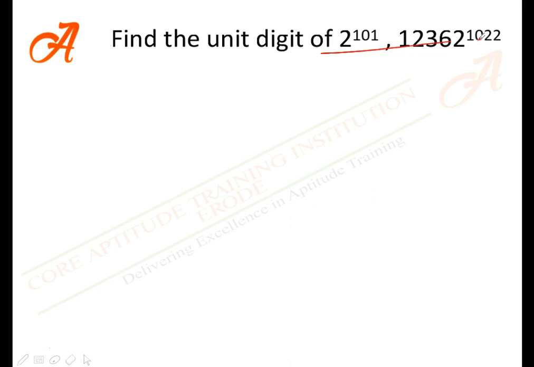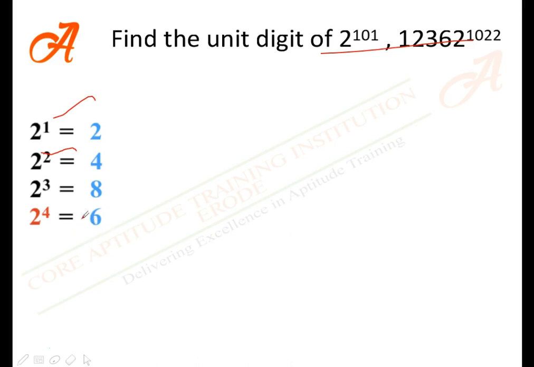So what is the common sense? You know that 2 power 1 is 2, correct? All of us know that. 2 square is 4, yes, this also we know. 2 power 3 is 8, yes, we know that. 2 power 4 is 16. Since I am finding the unit digit, I am excluding that 1, so just writing 6.